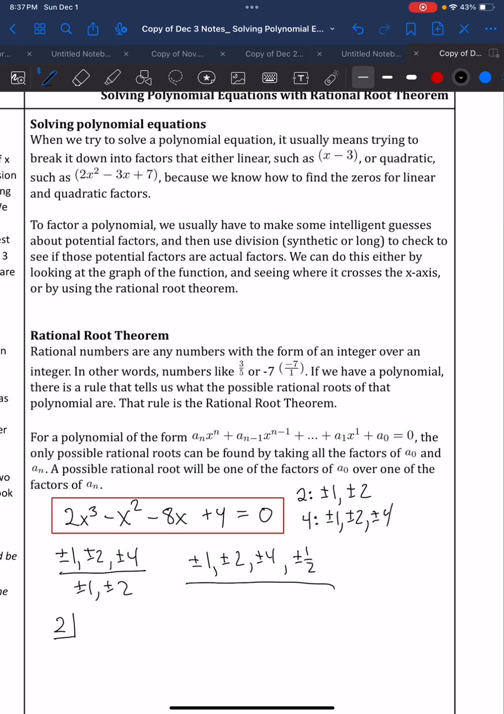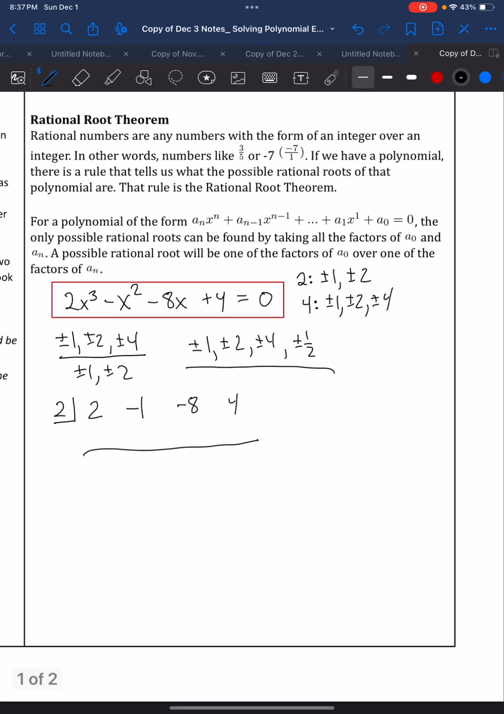So we get positive 2 here. And then we get 2x cubed minus 1x squared minus 8x plus 4 right here. And we can do synthetic division on this. I don't like that line, so let's draw another one. There we go. All right, so we pull down the 2. Now, actually, we're going to put negative 2 here. We're going to try with negative 2.